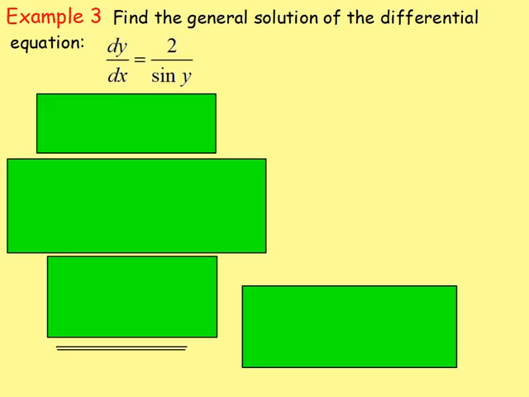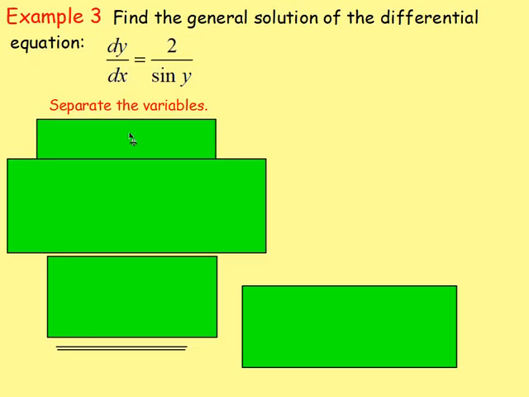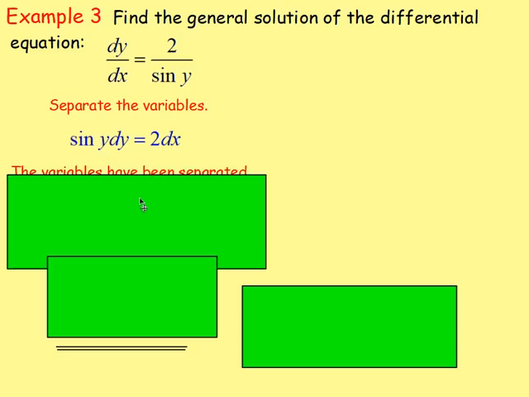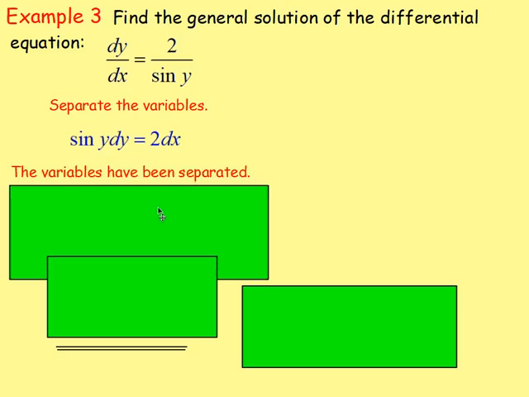Example 3, find the general solution of this differential equation: dy by dx equals 2 over sine y. First thing we want to do is separate the variables. That's right, we separate the variables. So multiply both sides by dx, multiply both sides by sine y. Really, you're cross multiplying here, and we have sine y dy equals 2 dx. As you can see, the variables have been separated.